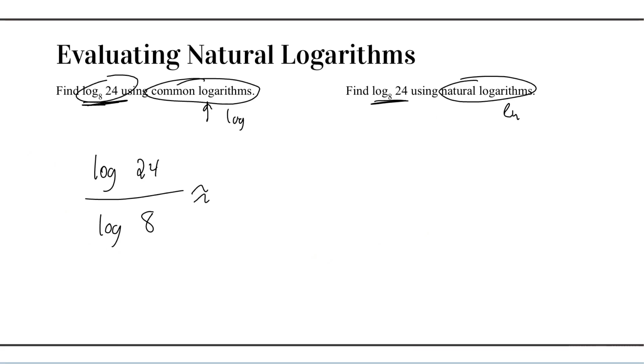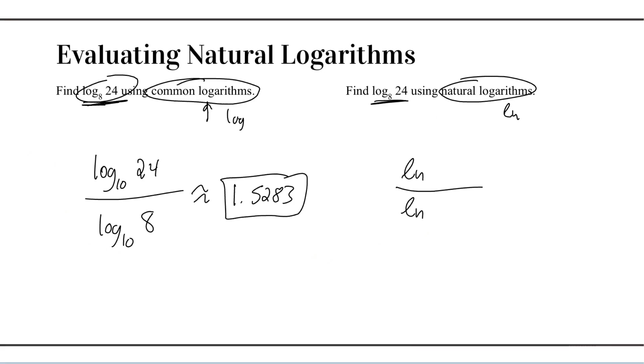When you put this in a calculator and type log of 24 and then divide it by log of 8, you're going to get approximately 1.5283 to the nearest 4 decimal places. But it doesn't matter if this was base 10, it can be any base.